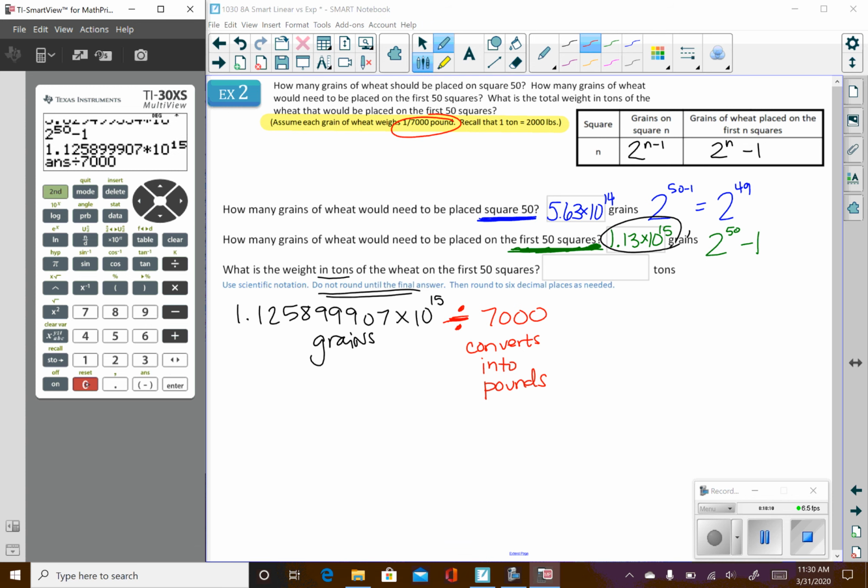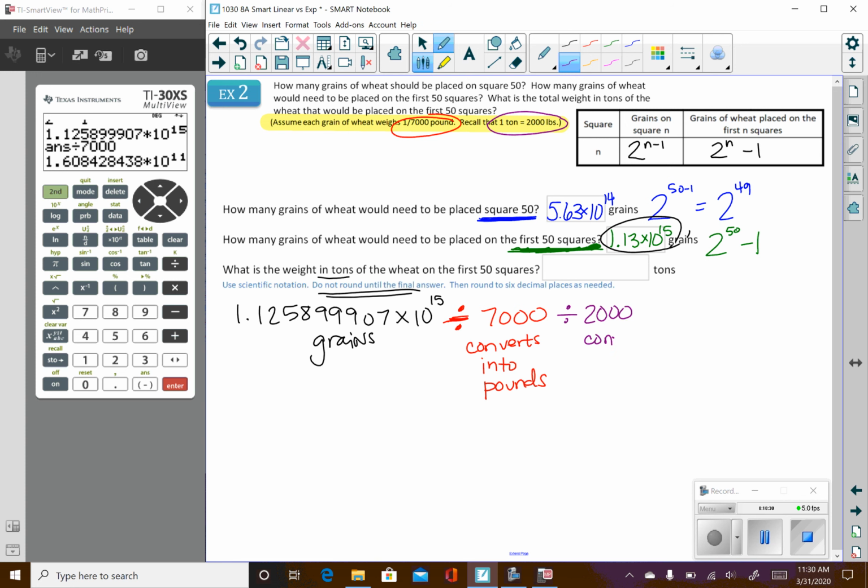Now, on the calculator, I already had that 1.25899 and so on in the screen. So I just hit divide by 7,000 and it's going to use that full decimal. So this is now in pounds. And then for this question, I want it in tons. So I'm going to also divide by 2,000 to convert to tons.